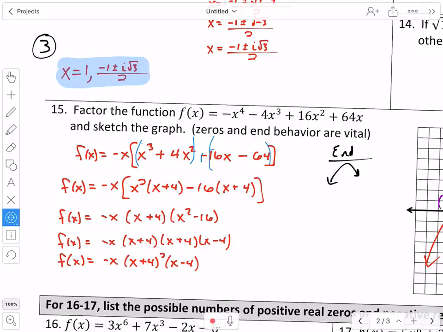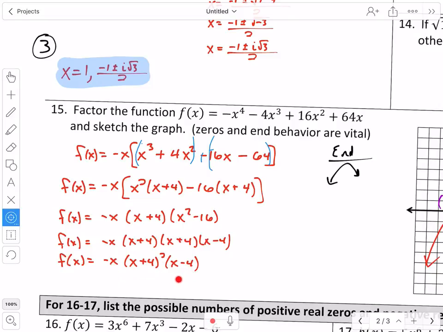GCF of this first group is x squared. GCF of the second group is a negative 16. The x plus 4 binomials are the same, leaving us with x squared minus 16. This is a difference of two squares, factored into an x plus 4 and an x minus 4. The end result is we end up with an x-intercept of 0, of negative 4 with an even multiplicity, of positive 4 with an odd multiplicity.